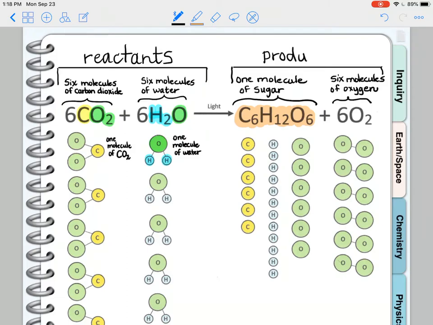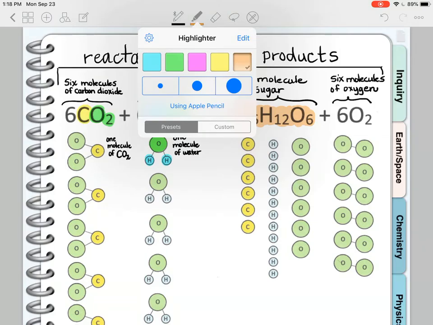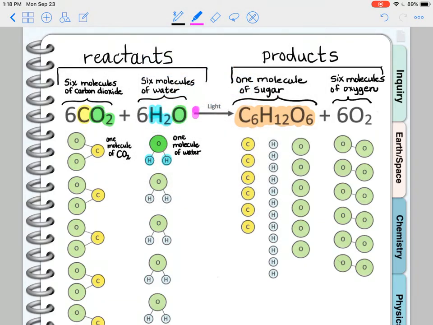So if they give me this very complicated formula on the test and they say, what are the reactants? I would say carbon dioxide and water. If they say, what are the products? I would say sugar and oxygen. And if they were to ask you about the catalyst for this reaction, you have to have sunlight for this to occur.